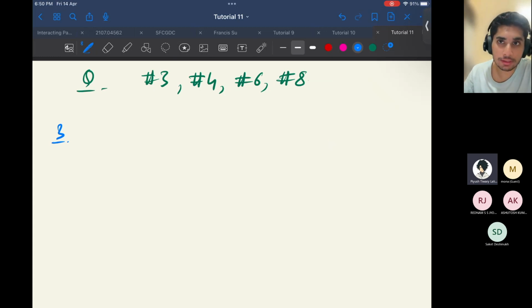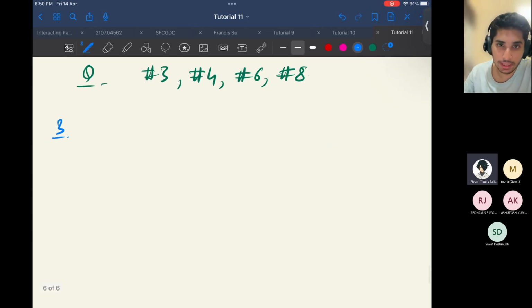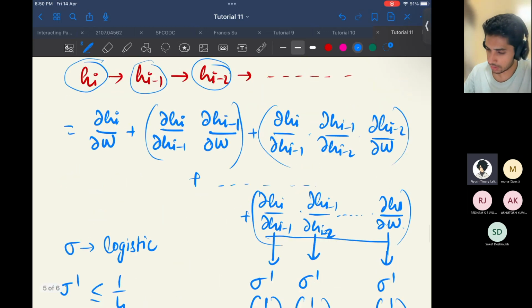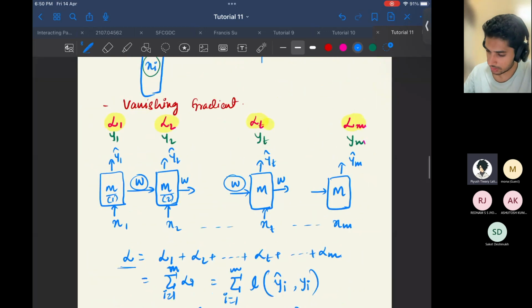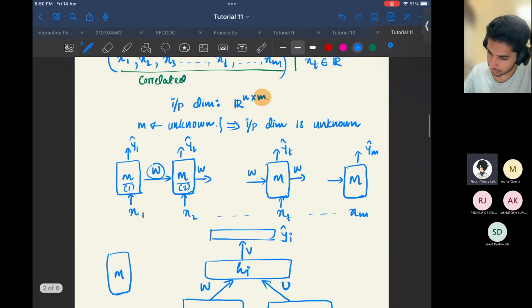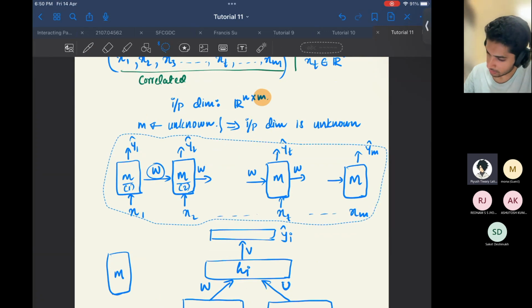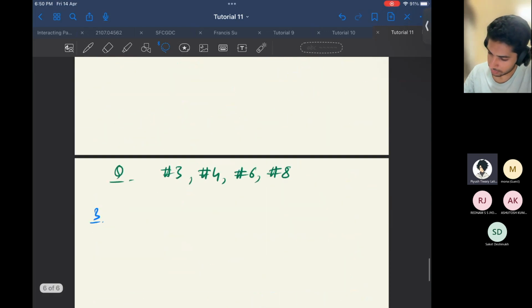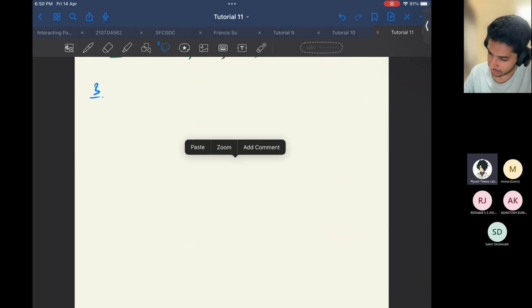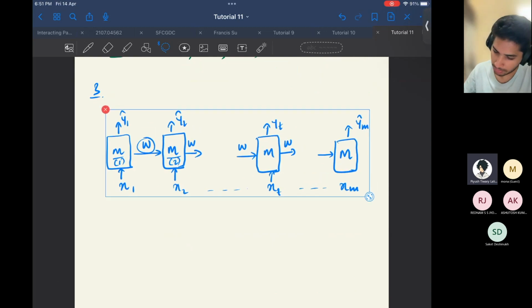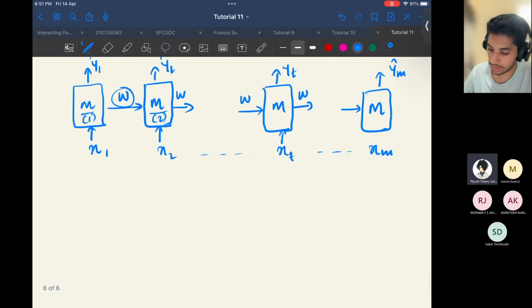For the third question, we have some data that is being given to us, right? This figure is not very clear, so I will just take this figure from here, copy it, and paste it here. So this is some network that is given to us.